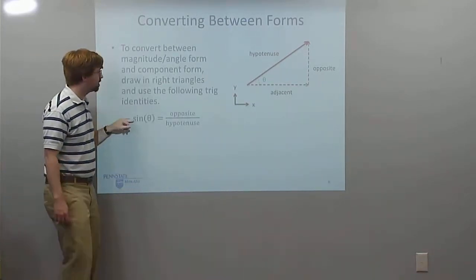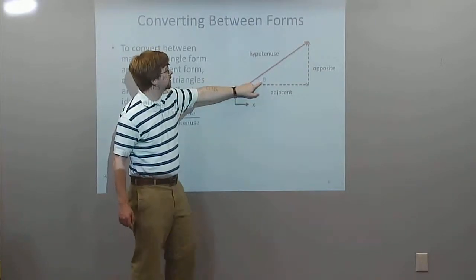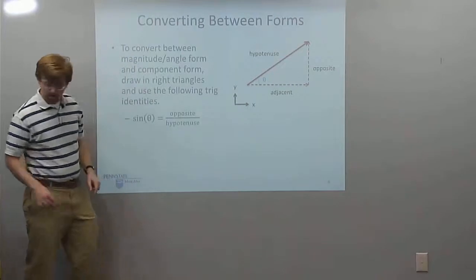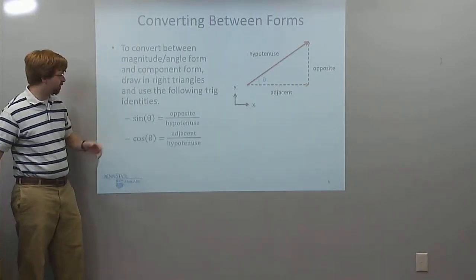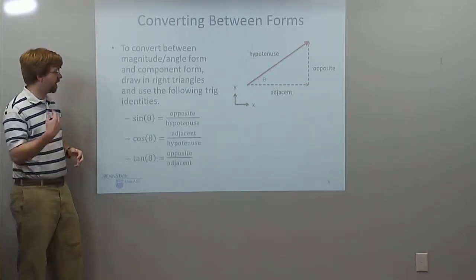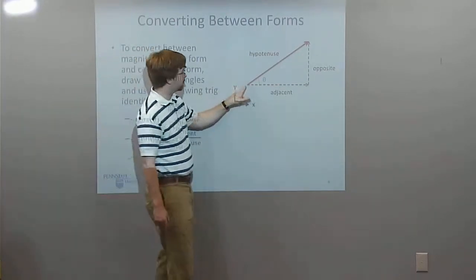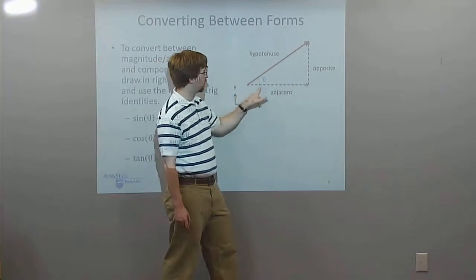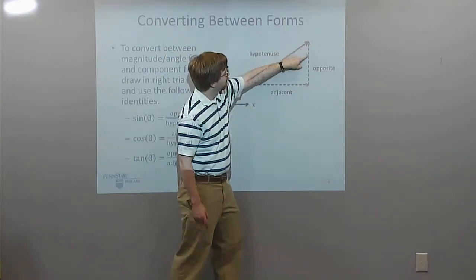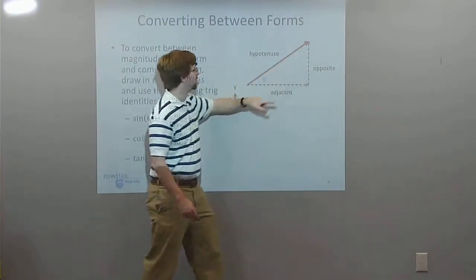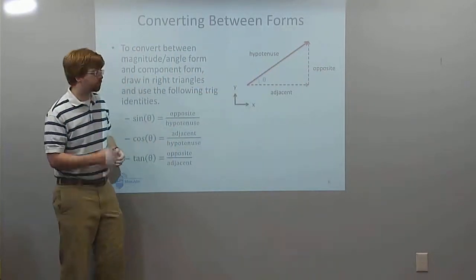So sine theta, the sine of this angle here, is going to be equal to the opposite over the hypotenuse. Cosine theta is adjacent over hypotenuse, and tan theta is opposite over adjacent. So in this case, the x component, the horizontal component, is adjacent. The y component is going to be the opposite side. And the hypotenuse is the overall magnitude, and I've got some angle theta.